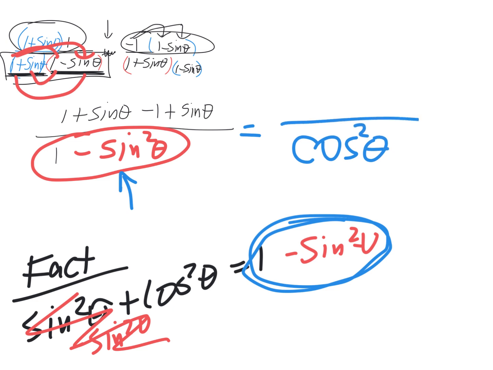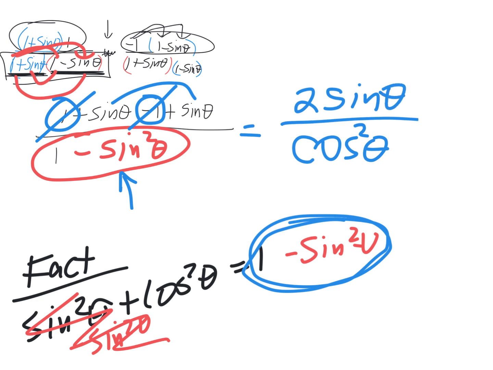And then on the top, I have this 1 and this minus 1, and those cancel each other out. And what's sine plus another sine? 2. And it's just plus. If it had been times, then it'd be sine squared. But it's just plus, so it's 2 sine theta.